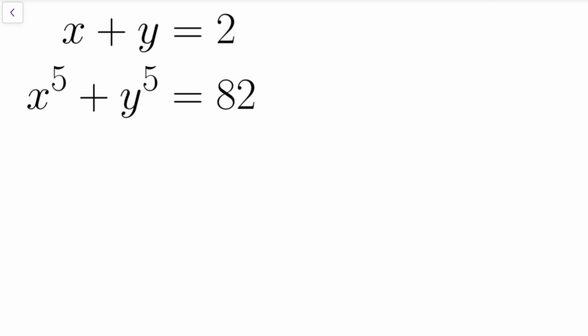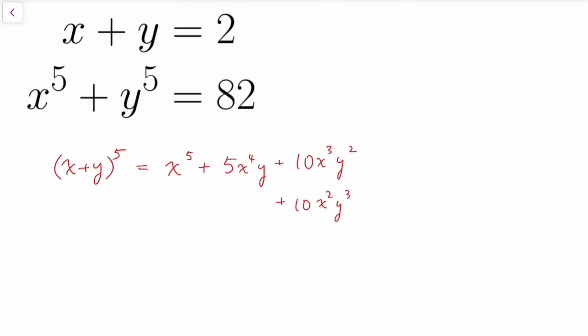I'm going to solve this system in two ways. The first way is to consider the expanded form of (x plus y) to the power 5. By the binomial theorem, you can rewrite that as x to the power 5 plus 5x to the power 4 times y plus 10x cubed y squared plus 10x squared y cubed plus 5xy to the power 4, and finally y to the power 5.